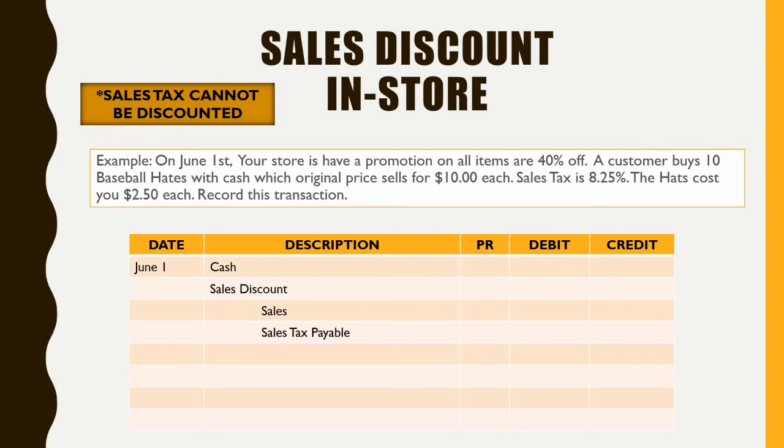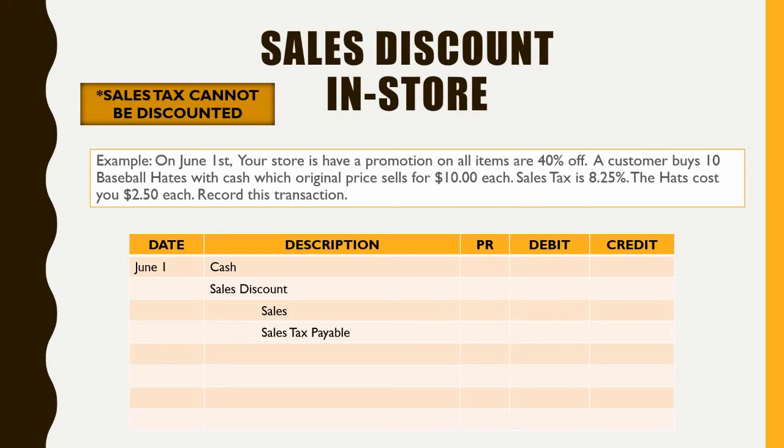In this case, we take a look at sales first. We're going to charge the sales based on the original price. So 10 times 10 is 100, $100. But the sales discount here is telling me that it is 40%. So I'm going to take $40 off. Therefore, the customer owes me $60.